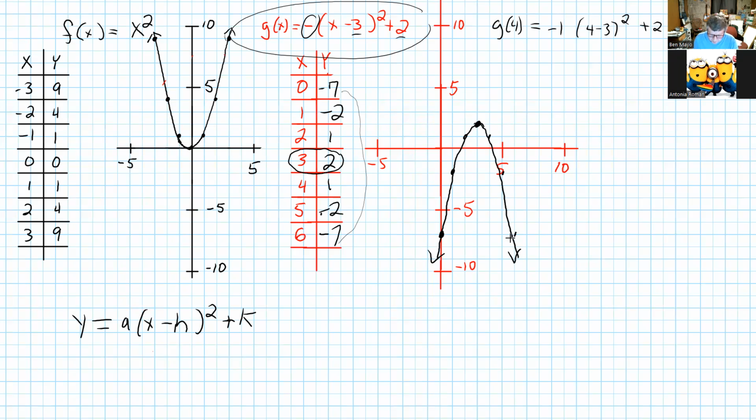I've got a parabola. It opens downwards because A is negative. The vertex is at h, k, which is 3, 2. And the axis of symmetry is at x equals h, which would be x equals 3. Okay?